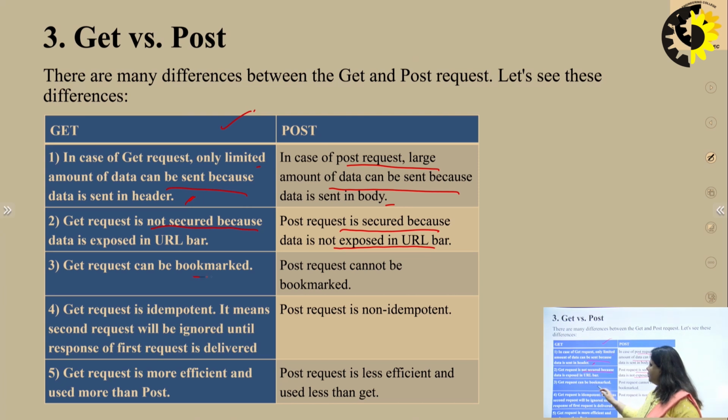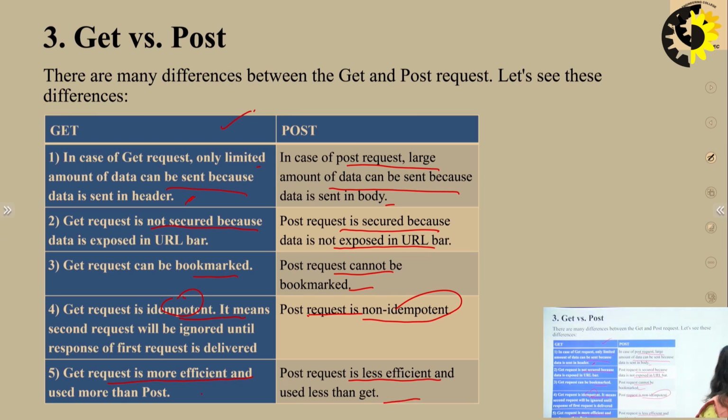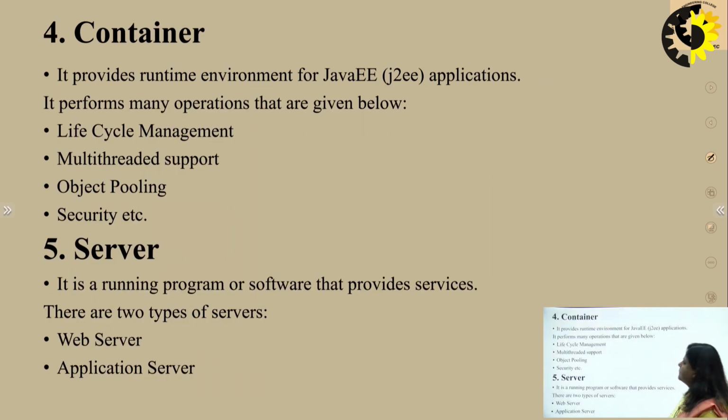A GET request can be bookmarked and a POST request cannot be bookmarked. A GET request is more efficient and used more, and a POST request is less efficient and used less. So, this is the basic difference between GET and POST methods.